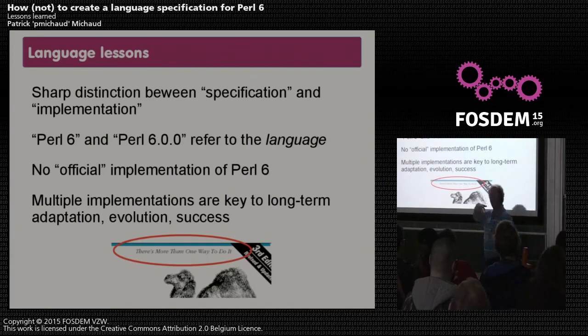I think that's bad for the language as a whole, because we have to be able to adapt. The way that you adapt is you have multiple implementations. You have evolution. You have the ability to evolve. So declaring or anointing a single implementation as the official one is probably not a good idea. Yes? How can you avoid people thinking of Rakudo as the official Perl 6?